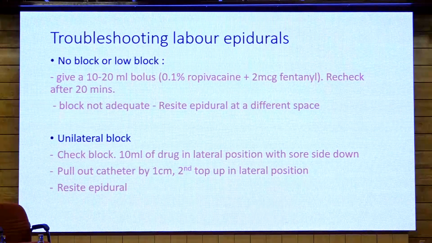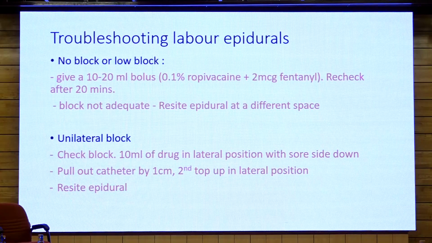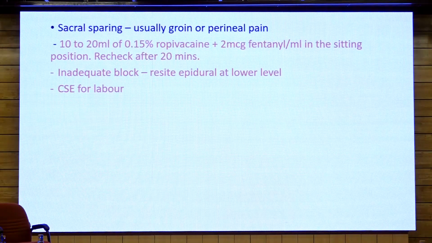Unilateral block, you need to check the block yourself to ensure that it is unilateral. Look for the site of the pain. And 10 ml of drug is given in the lateral position with the sore side down. You could also pull out the catheter by a centimeter and give a second top up in the lateral position. In spite of this, if it's not working, you would think about resiting the epidural catheter.